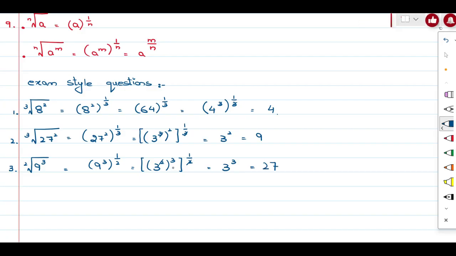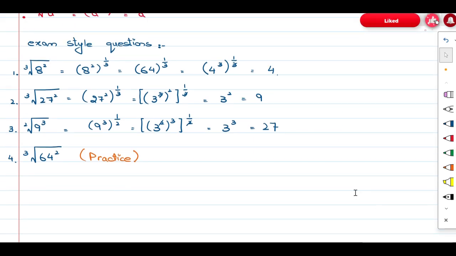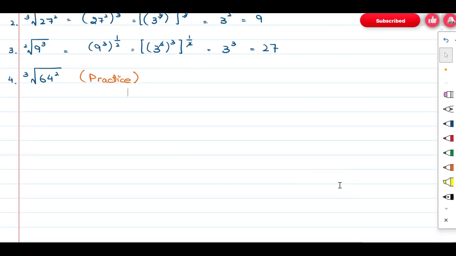Okay, now I'm going to give you one question for practice, the same style question. If I have the cube root of 64, whole squared. So this question you have to do as a practice, and you can send me your answers in the comment section, right? Okay, so let's do more examples with the fractions as well. How do we solve the fractions, right?